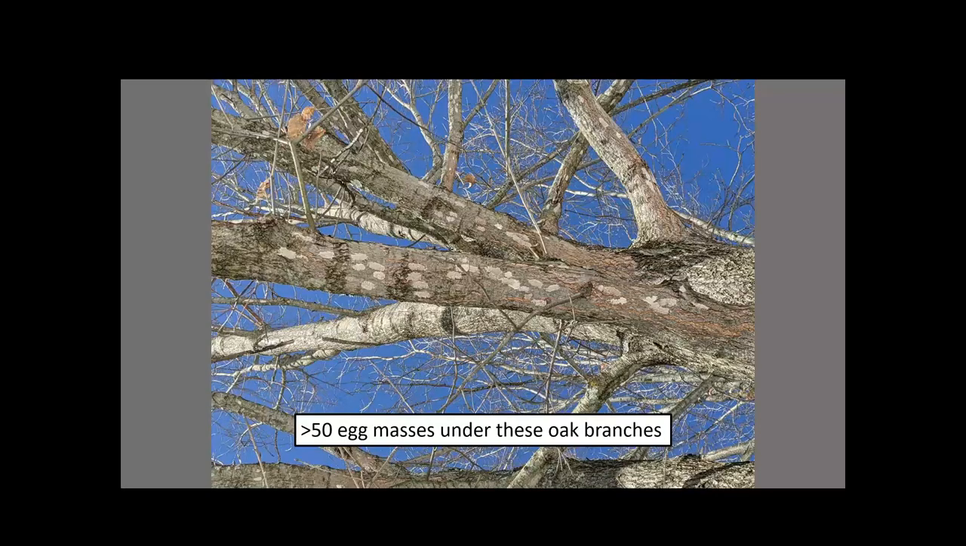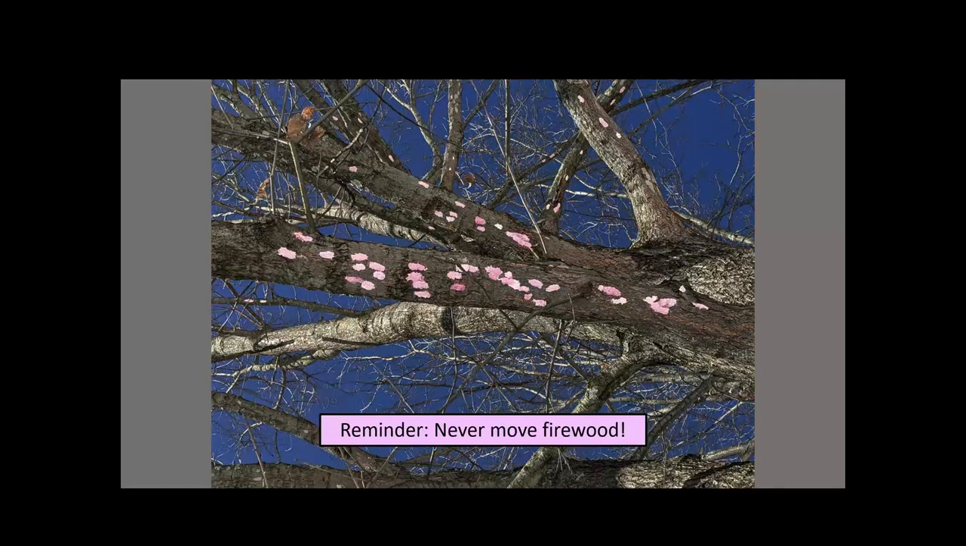The egg laying is pretty prolific in some of these places and on some of these trees. I'm just looking up at this oak tree, holding my camera upwards, and there's hundreds on this tree. And Brian's right again, you can see egg masses on the upper two thirds of the canopy. They're not all going to be within 6 feet. And again, a reminder, never move your firewood because it might have emerald ash borer, Asian longhorn beetle, or spotted lanternfly on it. So don't do that.